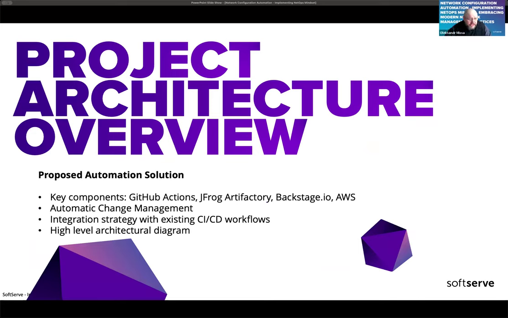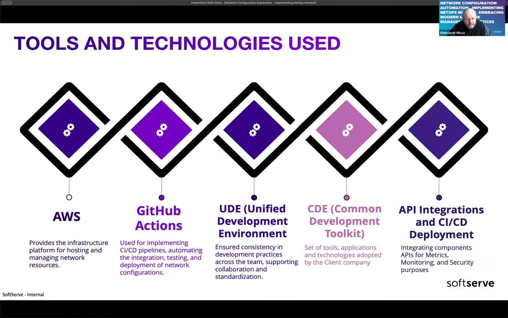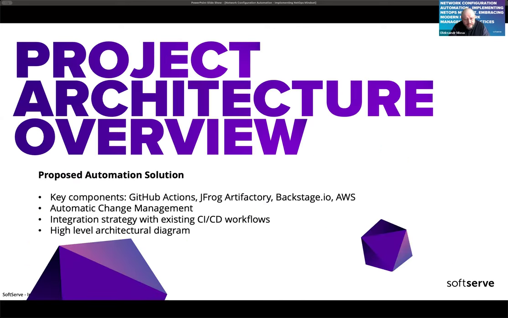So let's have some project architecture overview. As I have already mentioned, the main solution is built on GitHub Actions, and the images are hosted and stored in JFrog Artifactory, the container images which contain UDE and different other tools which are used during the environment. We are also using Backstage.io for one of the architectural components, and it is AWS based. The whole solution also embraces automatic change management, which is under development now. It is not yet finished, which is one of the reasons that the project is still running. So, integration.